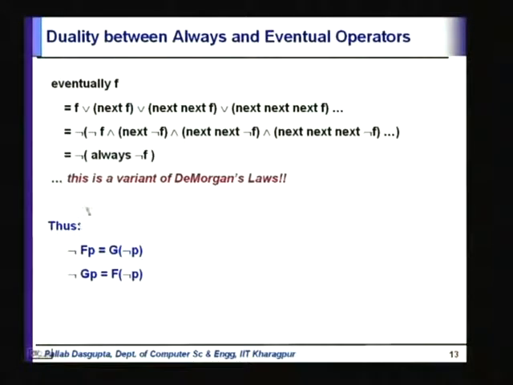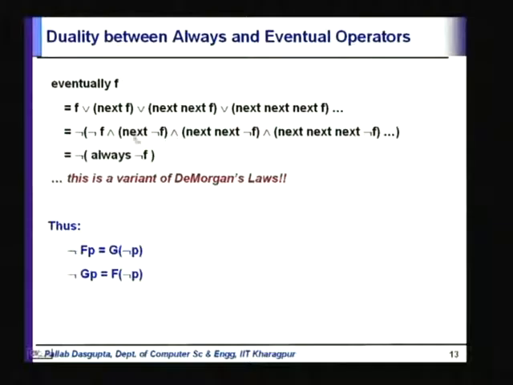So, now with this we can see that these two things will hold. Not of F p is G of not p. So, as you move the not operator inwards, the F becomes the G. So, F transforms to G and then you have not p here. Just like and and or flip when you move the not operator across them, when you apply De Morgan's, here F is going to transform to G and G is going to transform to F, because over the temporal domain F is or and G is and. And then similarly, not G p you are going to write as F not of p.